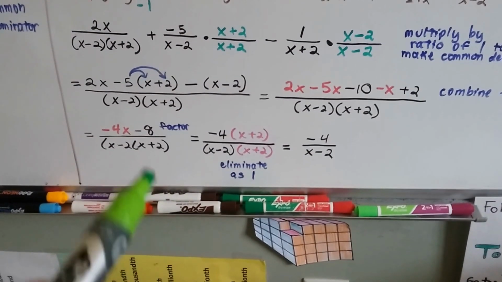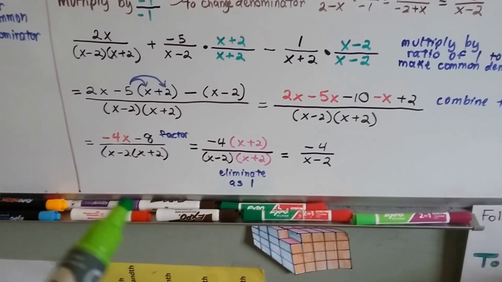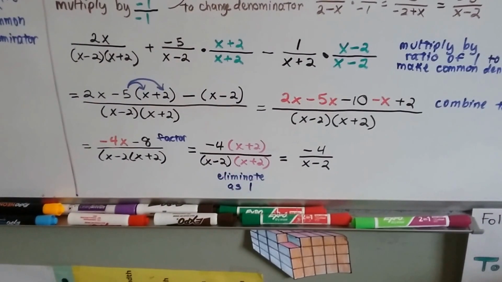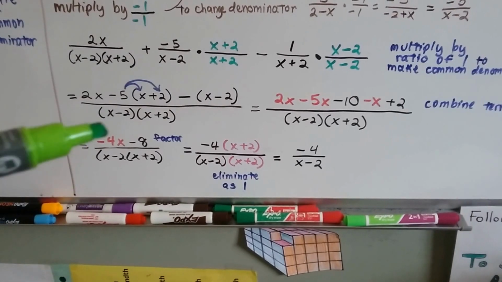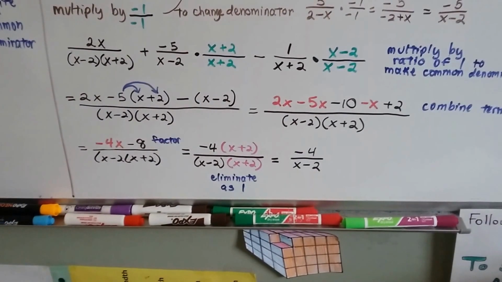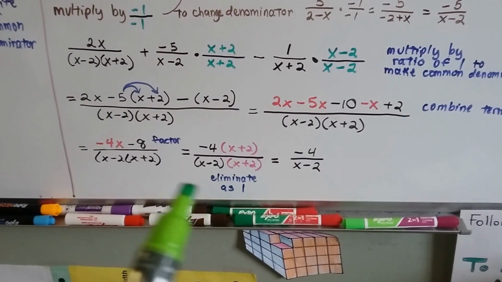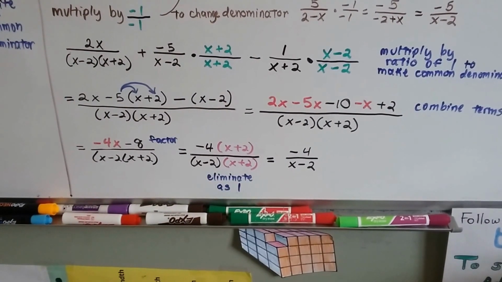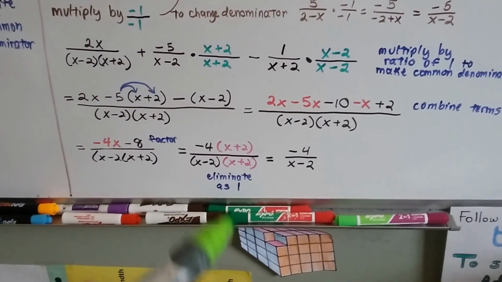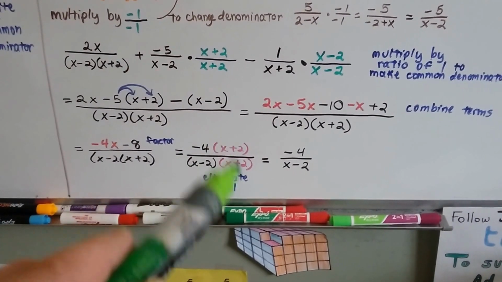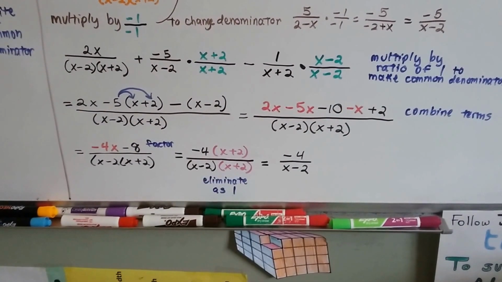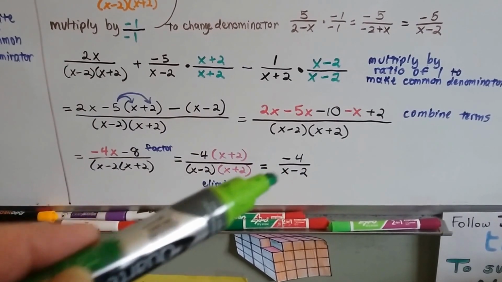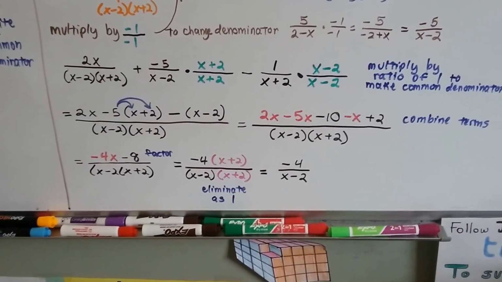See that? And we need to factor this guy. And it can be factored as a -4 times x plus 2. This numerator right here becomes a -4 times x plus 2. And if you look at our denominator, we have an x plus 2 down there. And if you've seen my previous videos, you know that it's the same thing as a 1, because the numerator and denominator are the same, and we can eliminate it, can't we? That leaves us with a -4 over x minus 2.